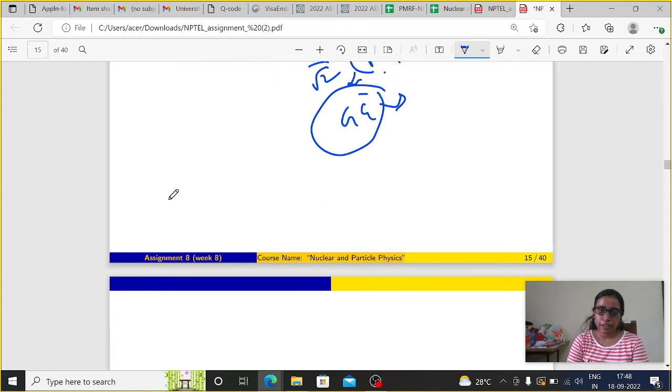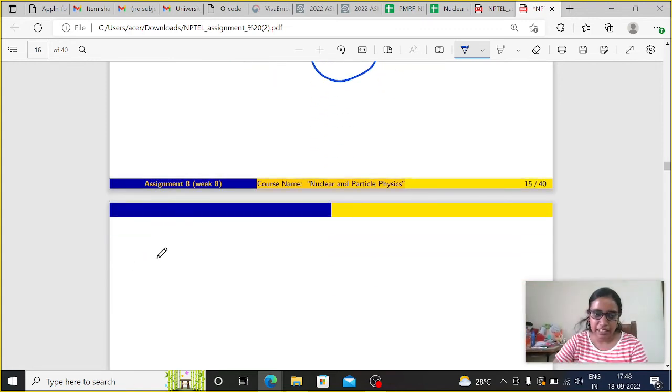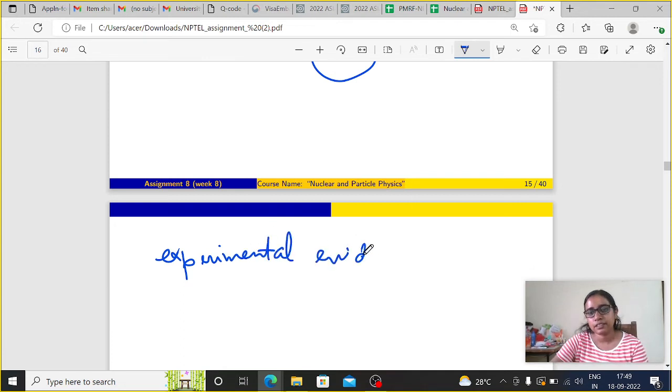Okay, now I am writing here something very simple: what is the experimental evidence for color. In the previous class I was talking about experimental evidence for quarks. Now we are talking about the experimental evidence for color. Why are we talking about color? I have already explained that it is to remove the Pauli exclusion violation. But what is the experimental evidence of that?